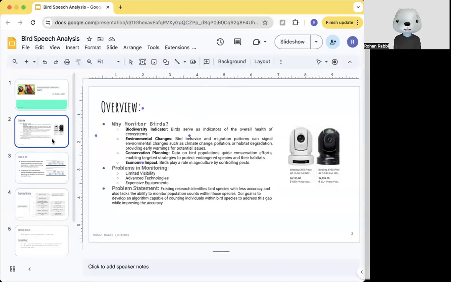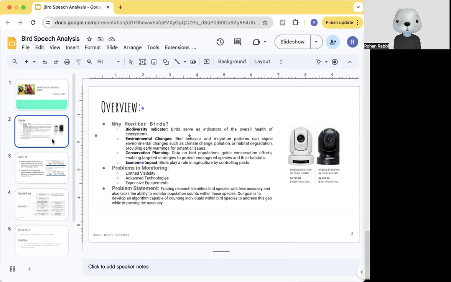Overview. Why monitor birds? Because birds serve as an indicator of the overall health of ecosystems, basically a biodiversity indicator. Bird behavior and migration patterns can signal environmental changes such as climate change, pollution, or habitat degradation, providing early warnings for potential issues. Bird population data also guide conservation efforts, enabling targeted strategies to protect endangered species and their habitat. It has basically helped conservation planning for conservationists.